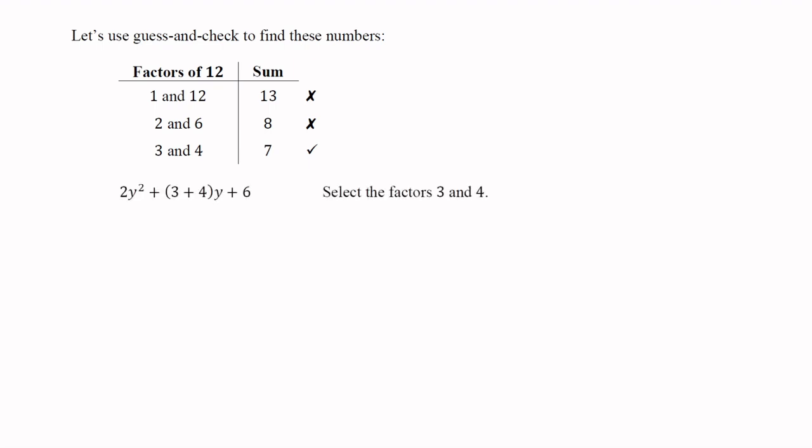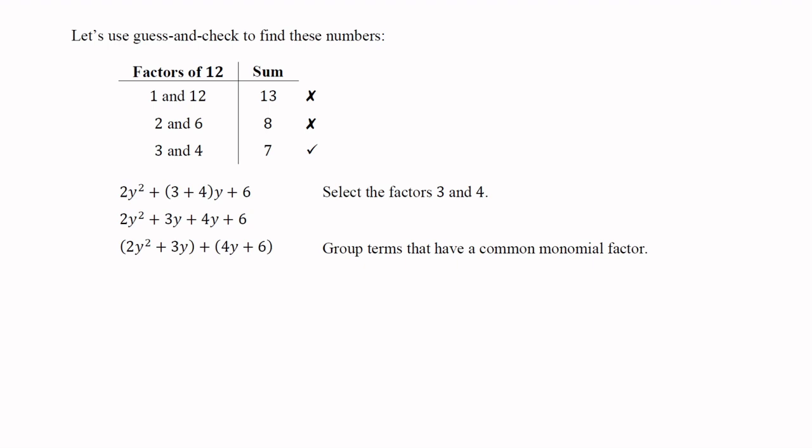So let's use guess and check to find these numbers. Factors of 12 that are going to add to give us what we need. And when we go through those factors, we need the sum of 7, and 3 and 4 are the factors of 12 that will add to give us that 7. So we are going to take that middle term of 7 and split it into 3 plus 4. That gives us our two middle terms of 3y plus 4y. Now we can group the first two terms and the second two terms, so we can factor by grouping. And that's going to give us 2y plus 3 times y plus 2.